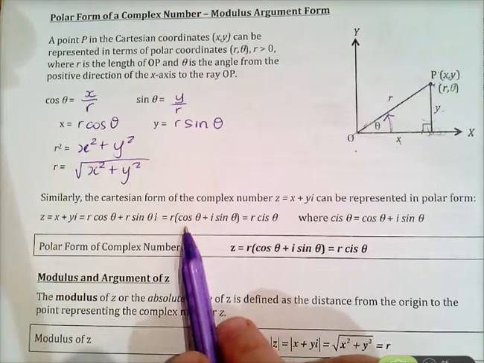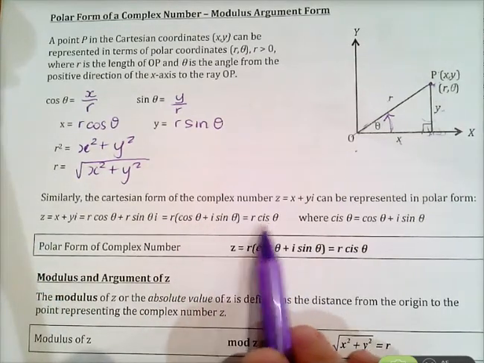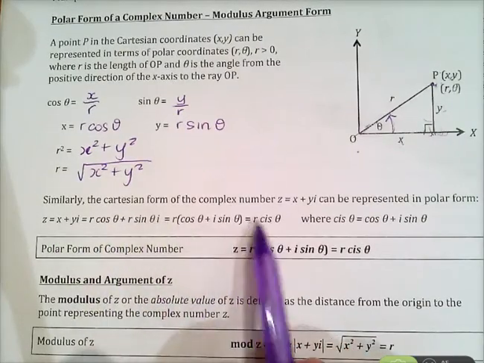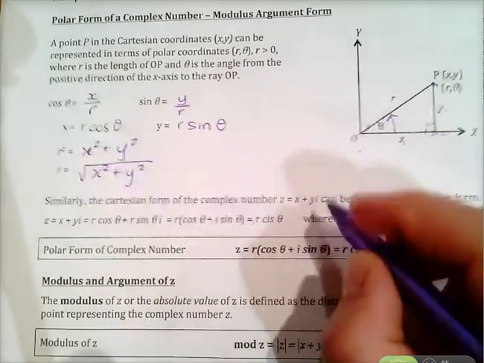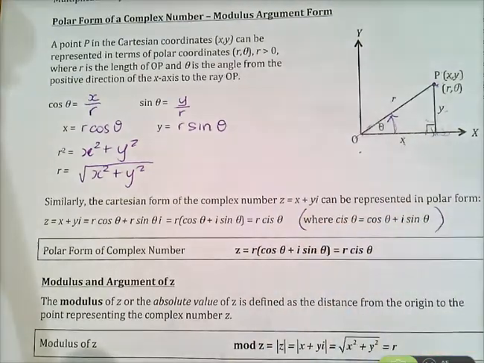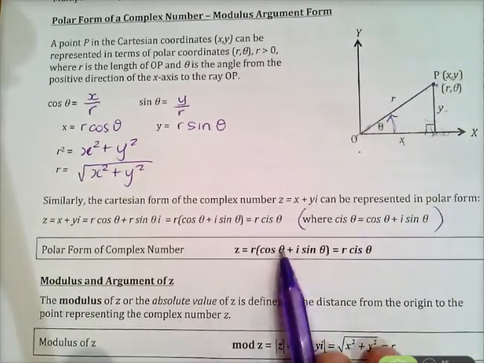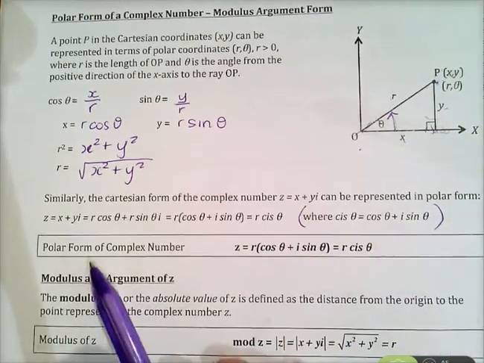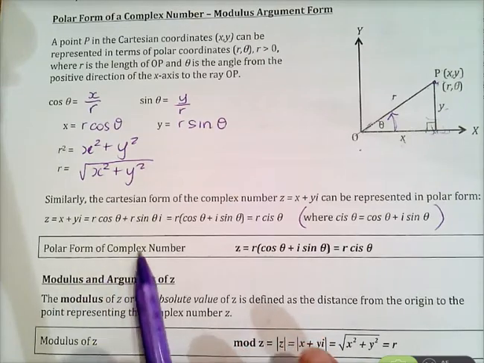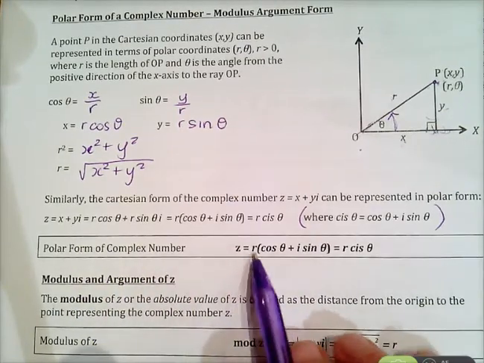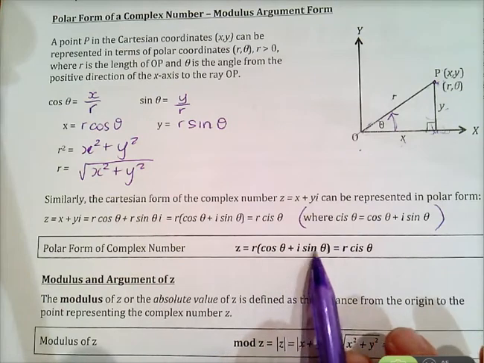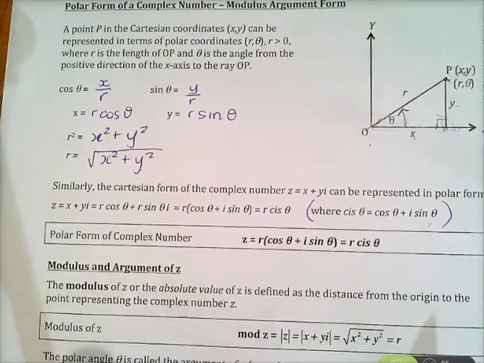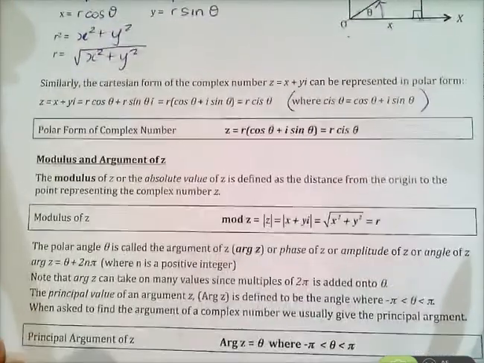Now there's an abbreviation for cos theta plus i sine theta, and that's called cis theta. So therefore z equals r cis theta, where cis theta is equal to cos theta plus i sine theta. So cis theta is just an abbreviated way of writing cos theta plus i sine theta. So therefore the polar form of a complex number is z equals r bracket cos theta plus i sine theta, which can be abbreviated as r cis theta. Now, that's the polar form of a complex number.